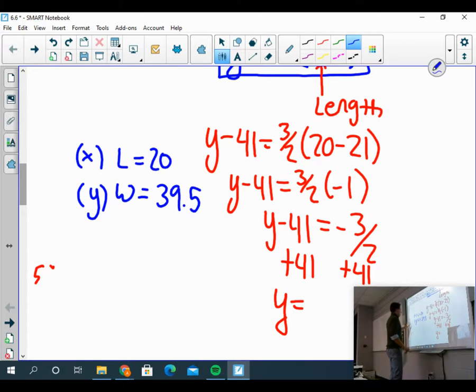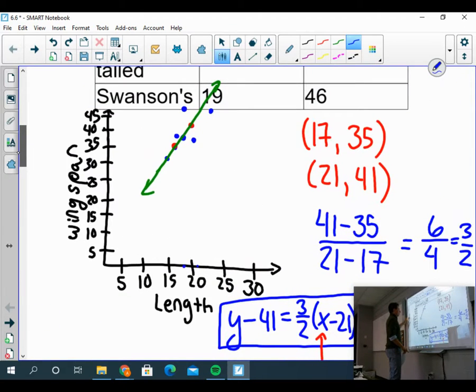And would that make sense with our line? Well, if we go back up here, looking at our line, if I went over to 20 and I go straight up, wouldn't you know it, we're probably going to be right at about 38.5. Okay, so kind of some cool applications here.